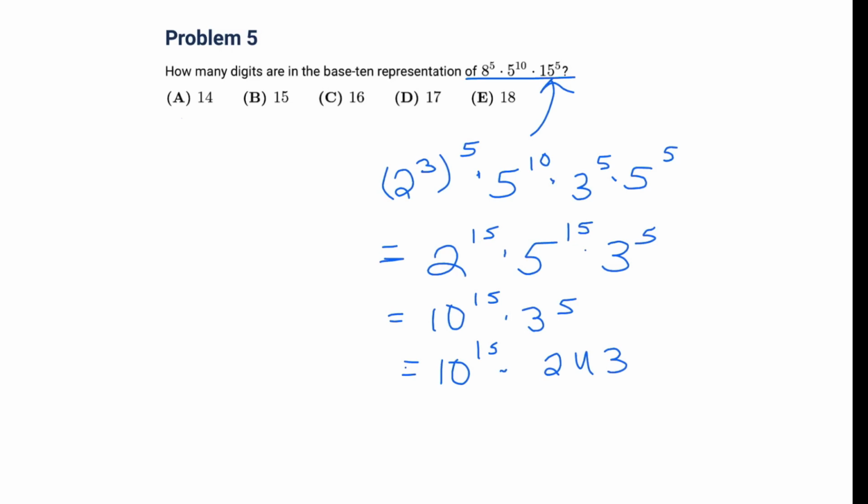And we know that multiplying something by 10 to the power of 1 adds a 0 to the end. Multiplying by 10 to the power of 2 adds 2 zeros to the end. So multiplying by 10 to the power of 15 will add 15 zeros to the end. Meaning our answer is the number of digits in 243, which is 3, plus 15, which is 18. So our answer is 18.